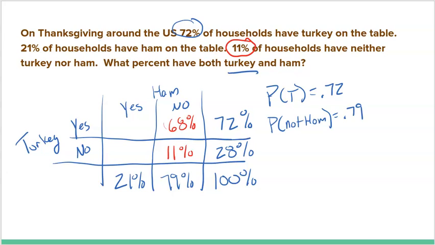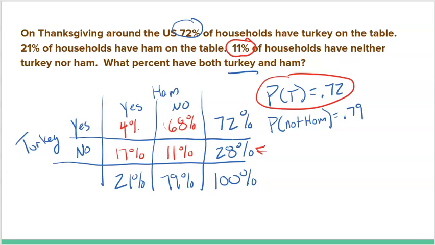Now going acrossways here, this row right here has to add up to 28%. So that means we would have 17% right here. This is no turkey and they have ham. Again, that's very, very specific. Because when we just talk about turkey, we don't care about ham. Maybe there's ham, maybe there's not. It doesn't matter to us. It's just turkey. But the 17% is very specific. That's turkey and definitely no ham. So now we just got to figure out the double yes, because that's the question they asked, both turkey and ham. Well, I can look at the column or the row. It doesn't matter.